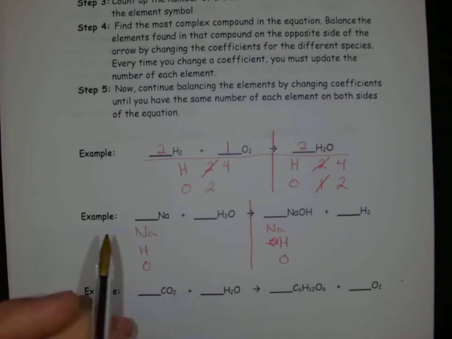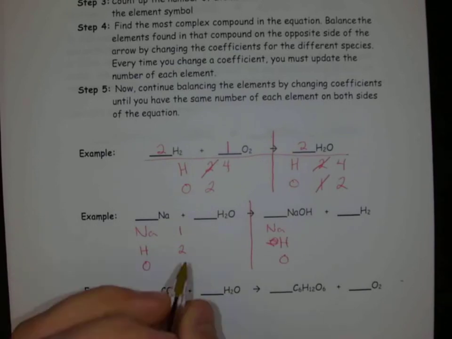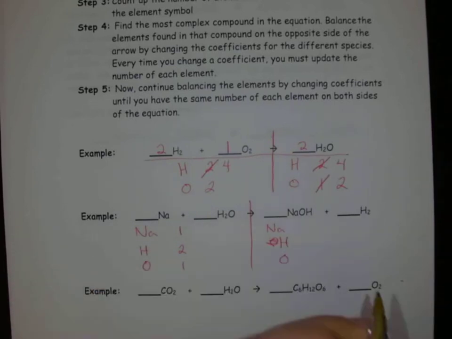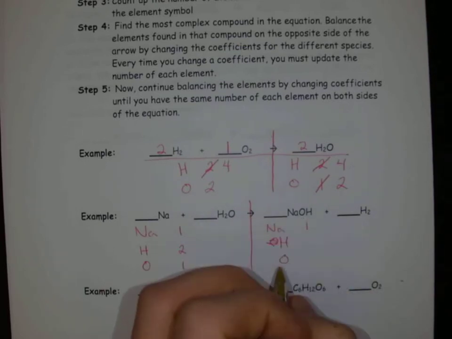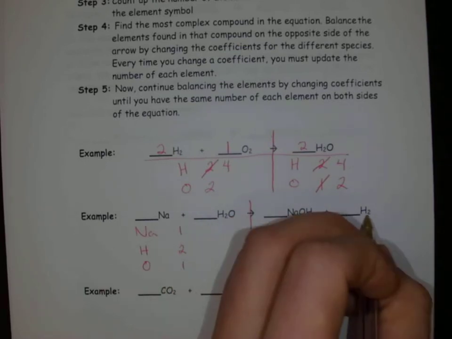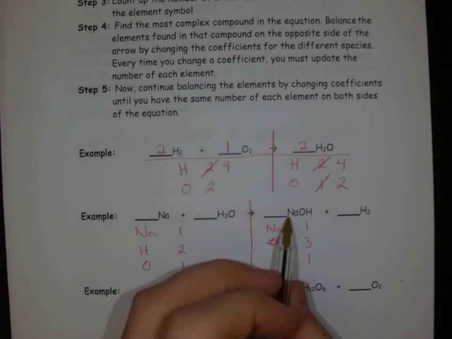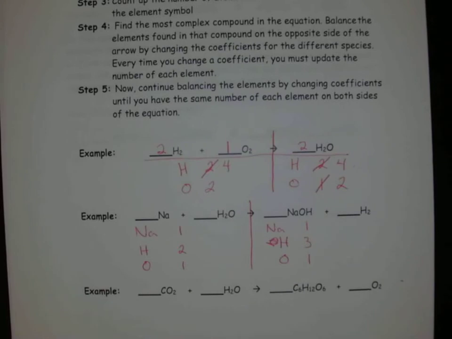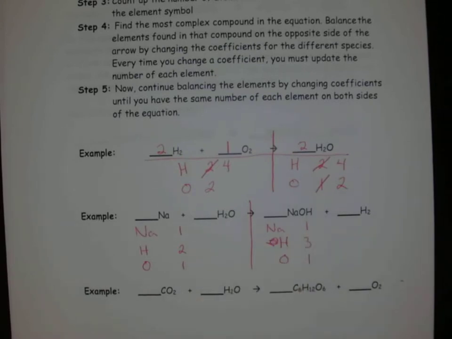On my left-hand side, I've only got 1 sodium, 2 hydrogens, and 1 oxygen. Now let's look at the right-hand side. I have 1 sodium, 1 oxygen, and 3 hydrogens. That seems unbalanced. So let's now find the most complex. This is definitely my most complex compound, my most complex species, because it's got all of my elements in it.